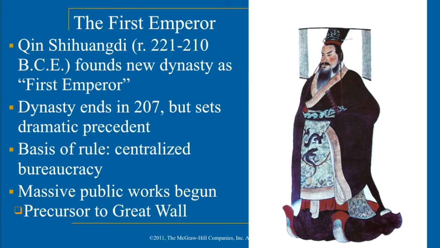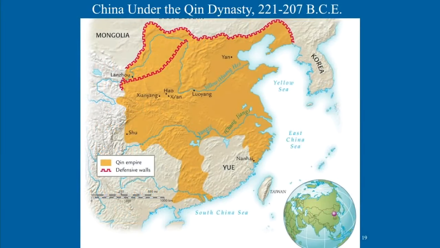Massive public works begin under Qin Shi Huangdi. It's a precursor to the Great Wall of China that we'll look at a little bit later. Here the Qin Empire is in yellow. We see Mongolia in the northwestern region. We see the eastern border of China pretty much set up. We see the walls that have been built that will eventually be integrated into what is known as the Great Wall. They were originally to keep out the steppe peoples from the Mongolian regions. And this centralization of power under the Qin dynasty helps to create what we would know as the first dynasty of China, or the start of China.